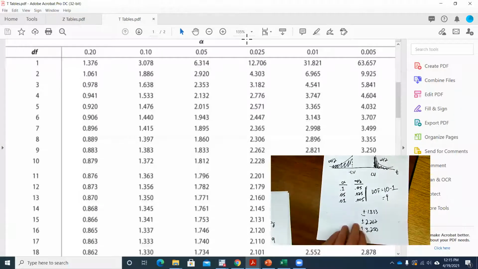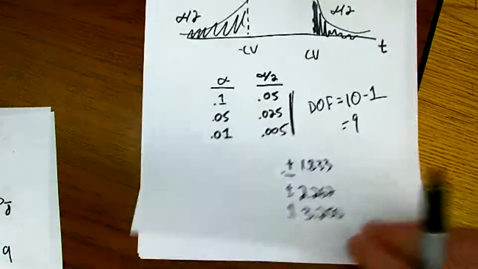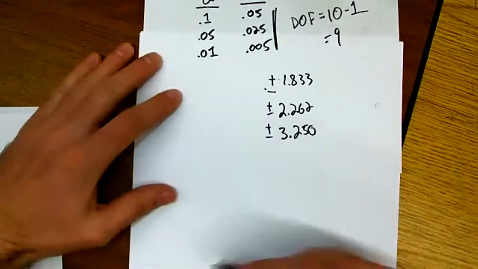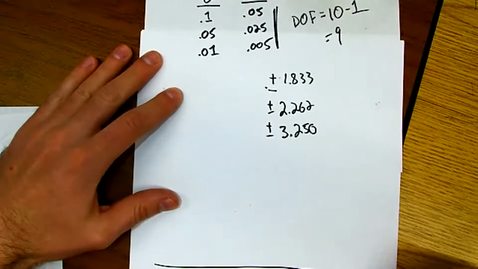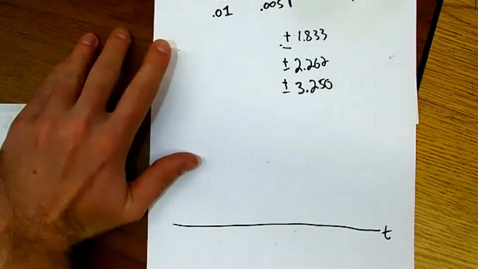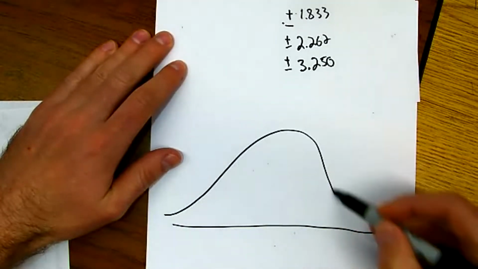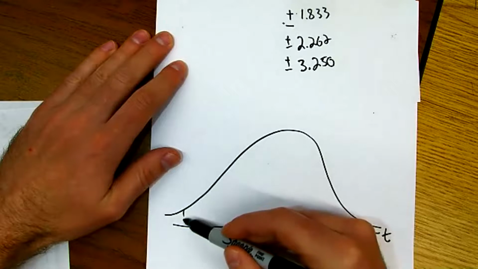So the next step, if I can get the paper. There we go. So what I'm thinking about now is I've got this student t distribution. Someone left their water bottle here and it's getting in my way. Think about, I got something like this.